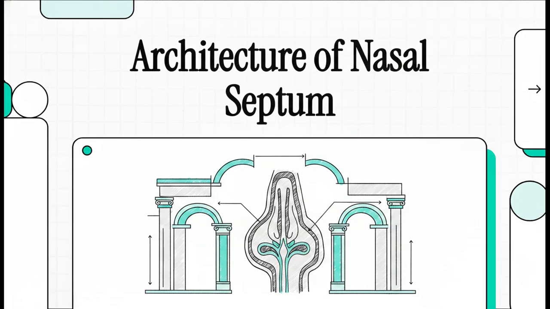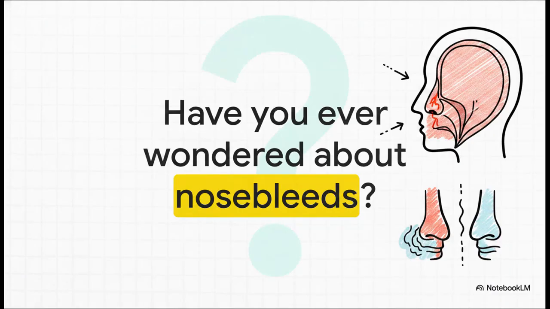Welcome to The Explainer. Today, we are skipping the small talk and getting right into an architectural tour of the face's median wall. Yep, we're talking about the nasal septum. So, have you ever wondered why you suddenly get a nosebleed out of nowhere? Or why one nostril always seems just a little more clogged than the other? Well, we're going to reverse engineer those incredibly common daily experiences by taking a look at the fascinating, unseen internal anatomy right in the middle of your head.